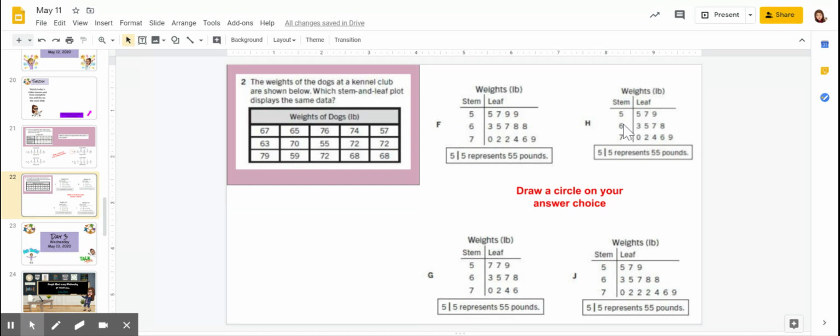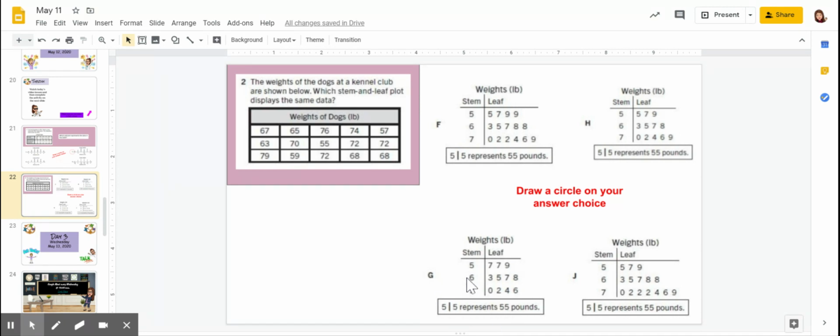The next one is H. Now let's look at this. We've got 55, 57, 59, 63, 65, 67, and 68, but we're missing the second 68. We're missing one right there. This one has 70. We should have 372. So I'm missing two 72s right here. So this answer is also incorrect.